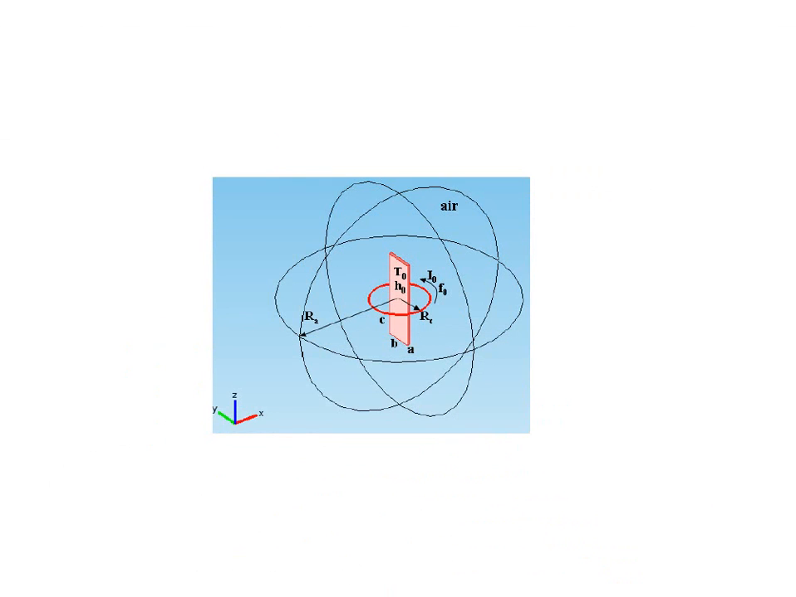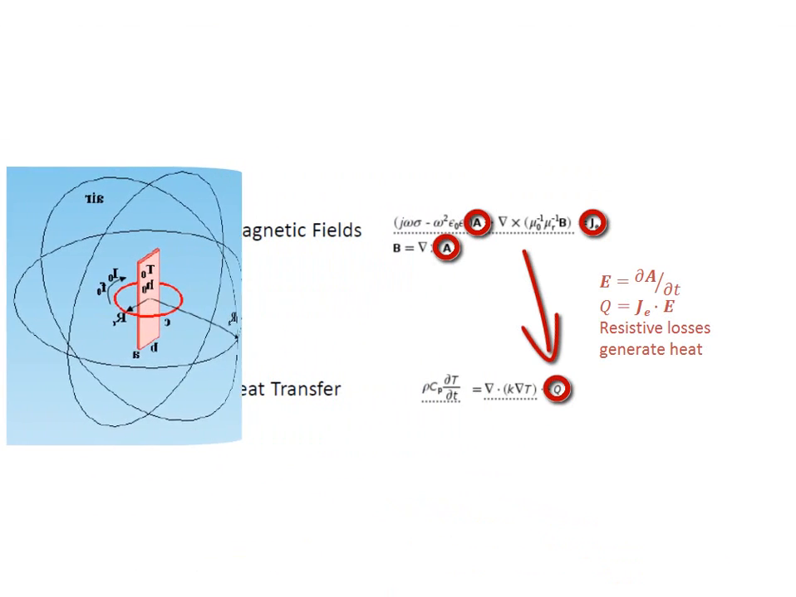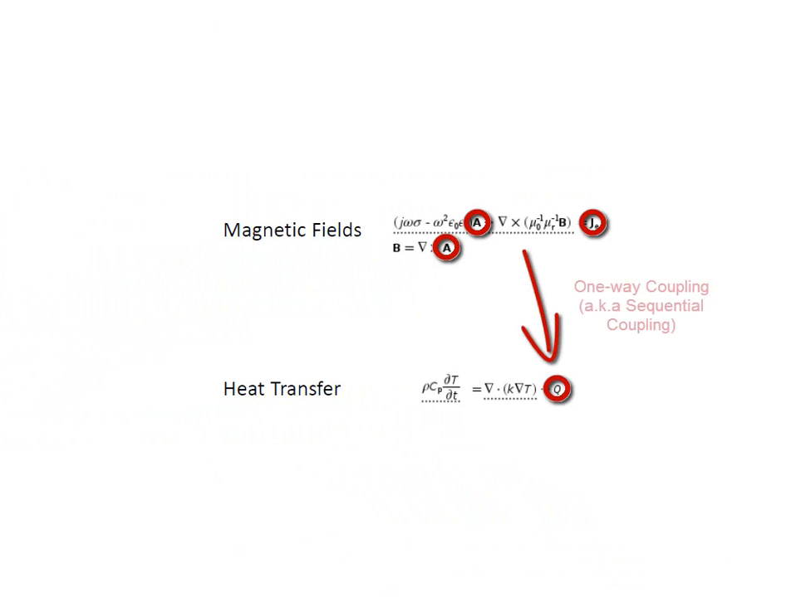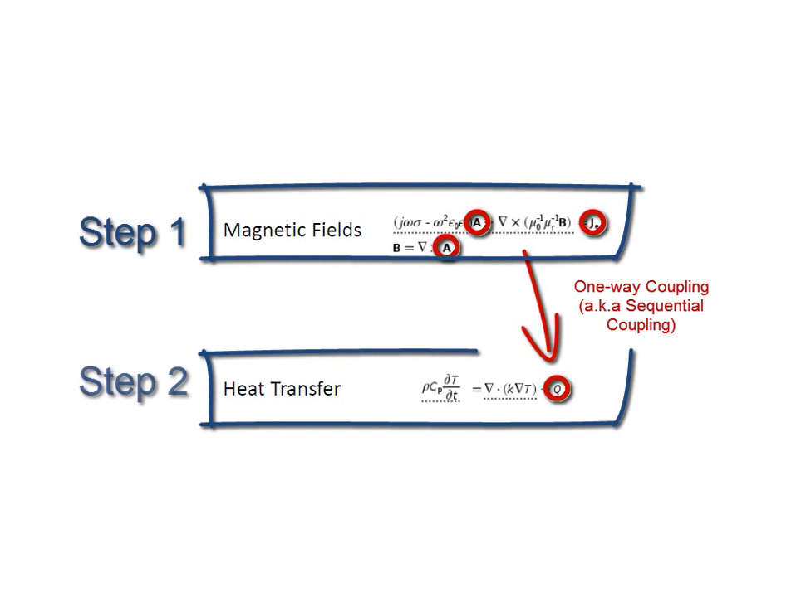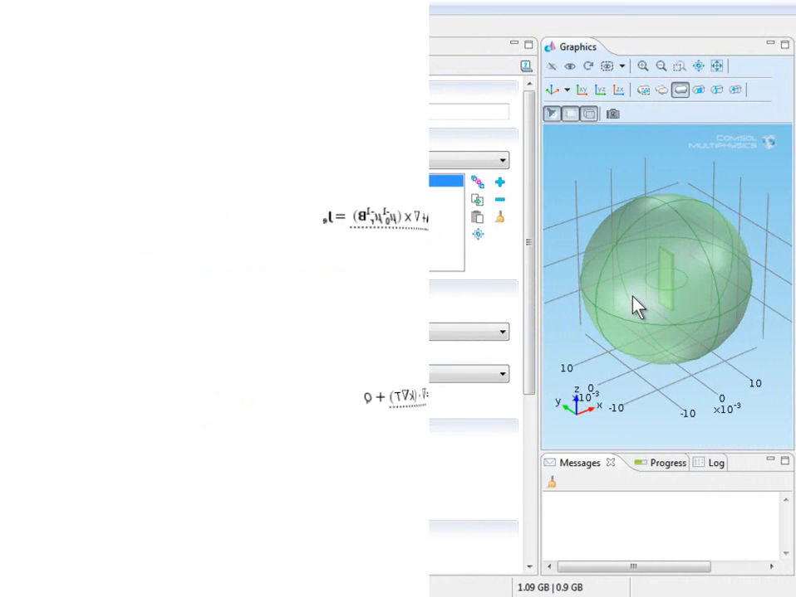Here's a schematic of the problem. The coil is modeled as a circular. Because there is only a one-way coupling between these sets of equations and not a bidirectional coupling, the solver setup can be broken up into two separate steps. This is a common technique that can be used for any one-way coupled problem.